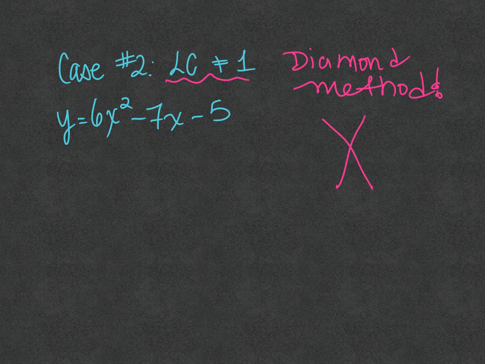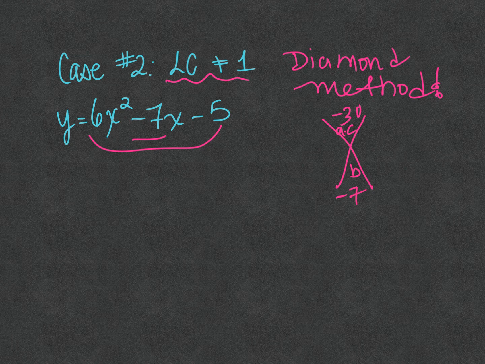And here you are. At the top you do a times c, and at the bottom you put your b. So a times c here is negative 30, and b is negative 7. So you need to find two numbers that multiply to negative 30 and add to negative 7. You can use the same trick I used on the page before.